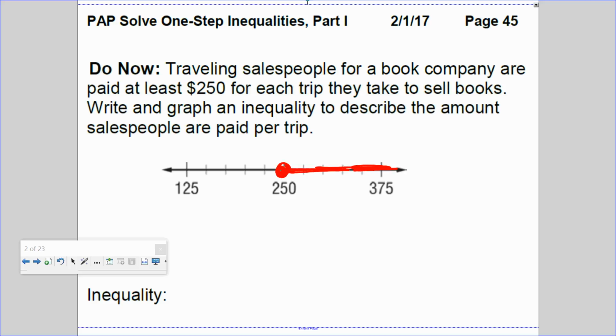So that means let's use the P for paid. It has to be greater than 250. It can even be equal to 250. So traveling salespeople can be paid greater or equal to $250 each day, or at least $250 per day.